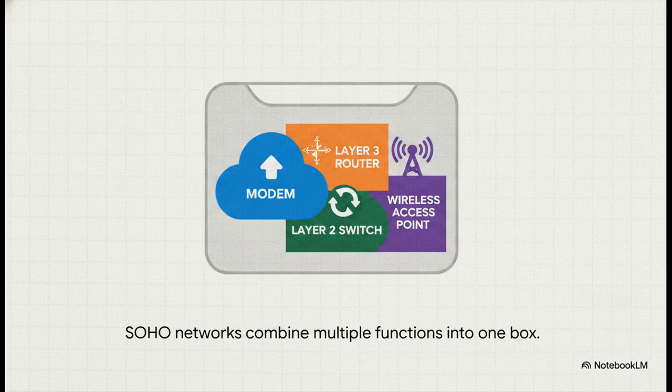To really appreciate the sophisticated solutions used in enterprise networking, we first have to clearly define the problem. And that problem? It starts with a typical SOHO architecture. SOHO networks rely on what's called a collapsed architecture. Basically, that just means a single integrated appliance, that little plastic box sitting on your desk, is combining multiple distinct logical functions into one physical chassis. You've got your modem connecting to the ISP, your layer 3 router directing traffic, your layer 2 switch linking local devices, and your wireless access point for Wi-Fi. It's literally all shoved into one single box.